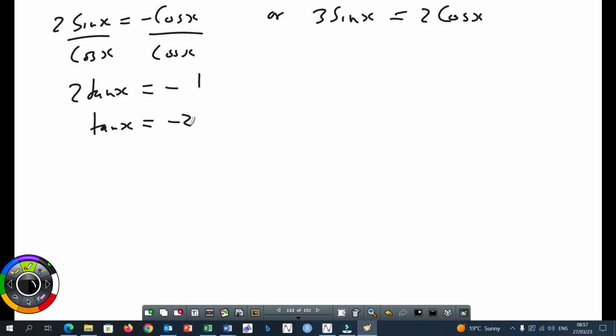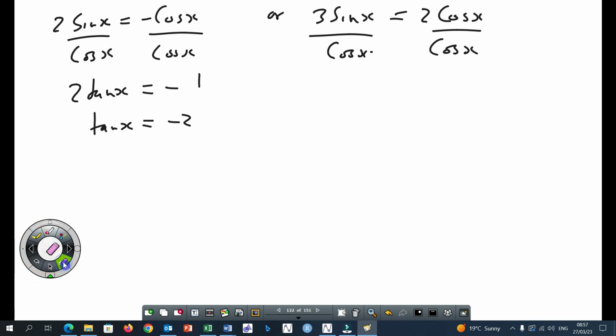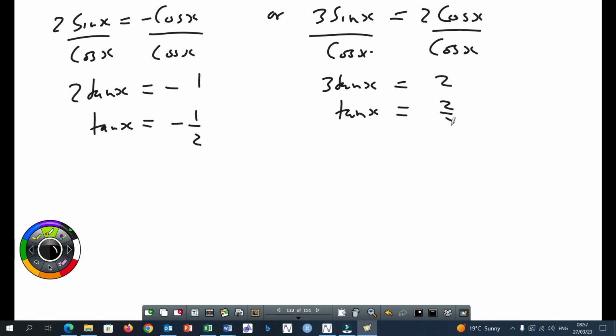And then here, you divide both sides by cos x. Yeah, I'm rushing, because our lesson is almost over. So this will be minus a half. And then here you get 3 tan x is equal to 2. So tan x is equal to 2 over 3.